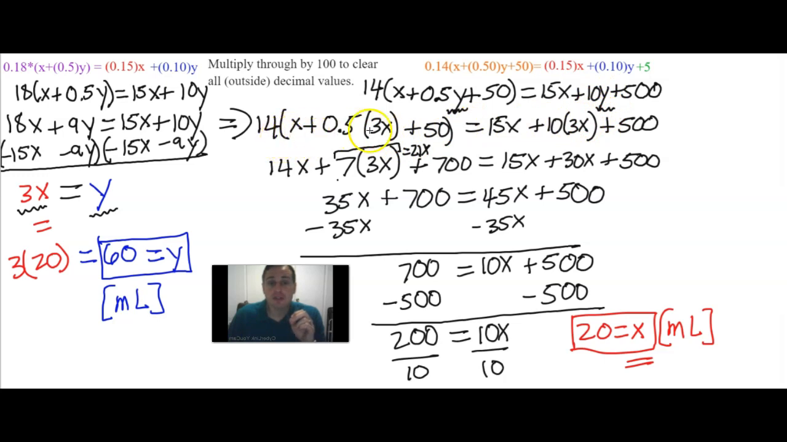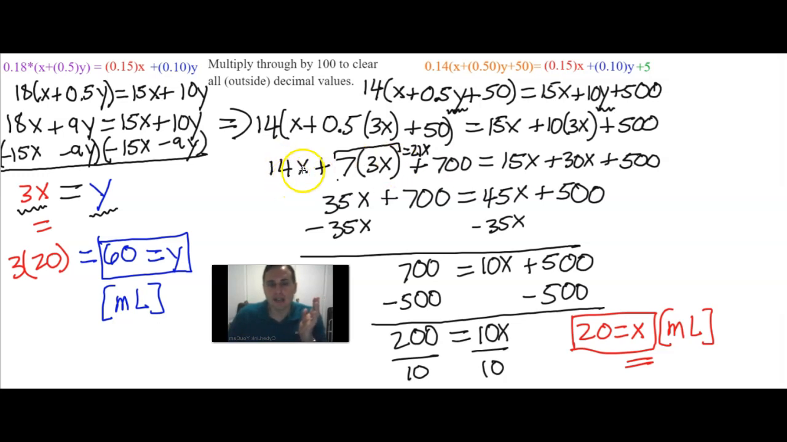Then let's distribute the 14 in, and then let's distribute this 10 times 3x. So we have 14x plus, then 14 times a half is 7. Then we have 3x here, so that's going to end up being 21x in just a moment. 14 times 50 is 700. Then on the right-hand side, 15x carries down. 10 times 3x is 30x, and then 500. Well, it's a matter of solving this.